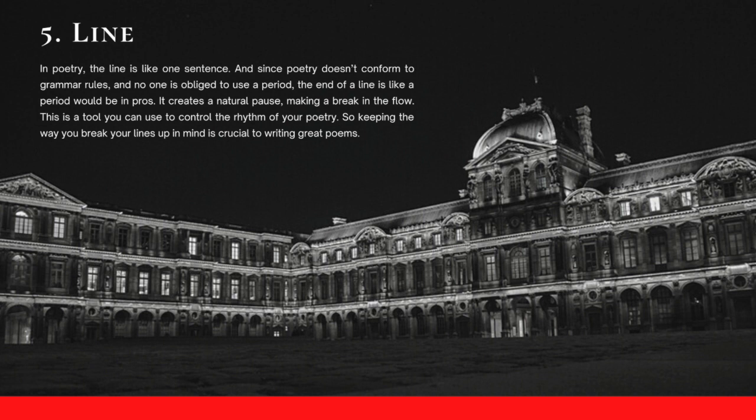And the next one is line. In poetry, the line is like one sentence, and since poetry doesn't conform to grammar rules and no one is obligated to use a period, the end of a line is like a period would be in prose. It creates a natural pause, making a break in the flow. This is a tool you can use to control the rhythm of your poetry, so keeping the way you break your lines up in mind is crucial to writing great poems.